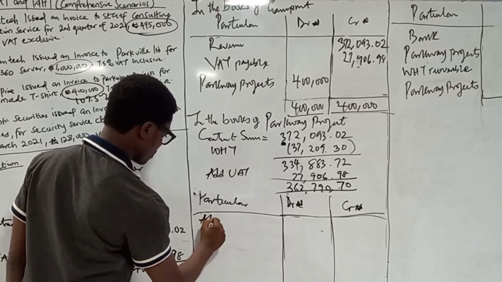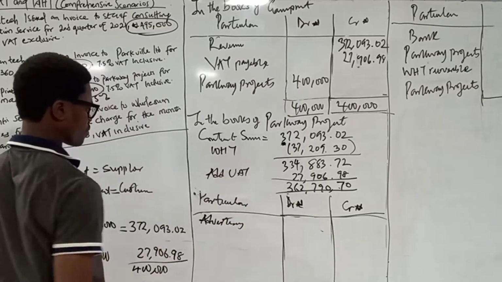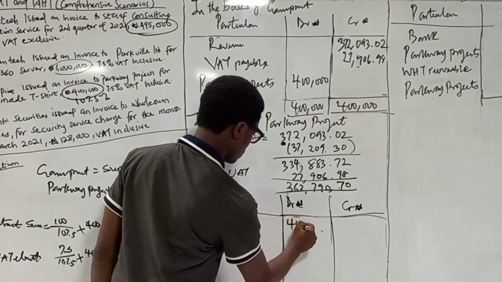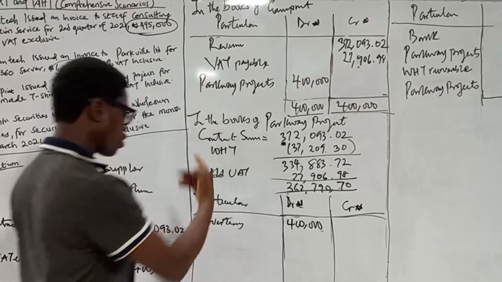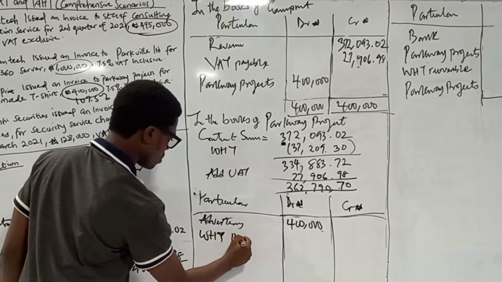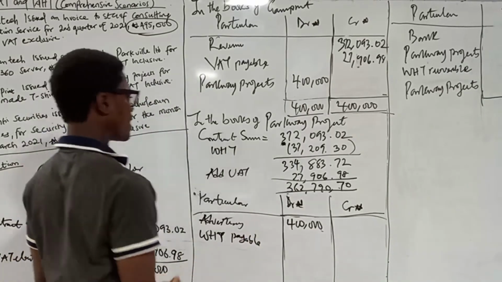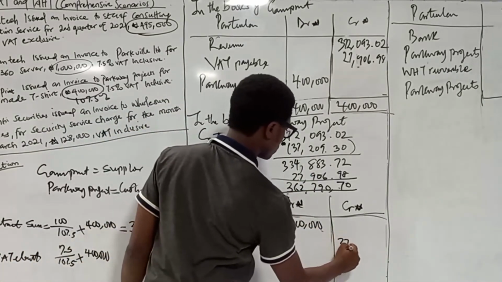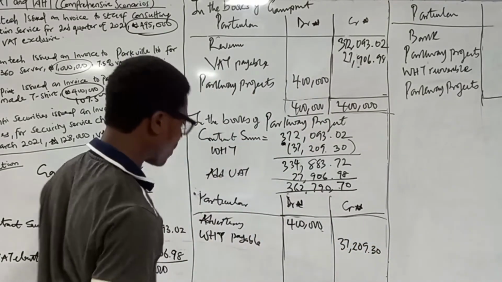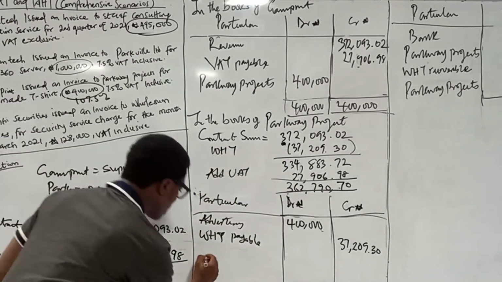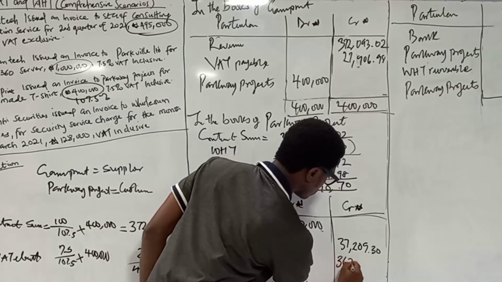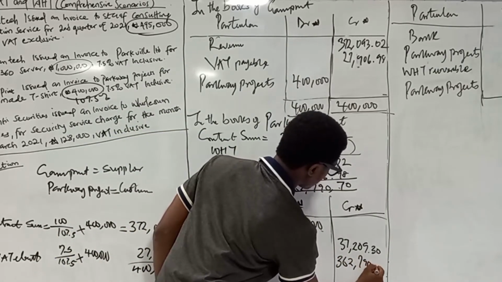The t-shirt is for advert, debited with 400,000 naira. As the agent of the government to deduct withholding tax, the withholding tax payable account will be credited with 37,209 naira 30 kobo. And what is the amount payable to Graceman? The amount payable to Graceman will be 362,790 naira 70 kobo.